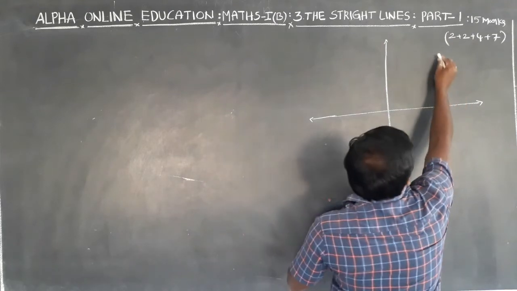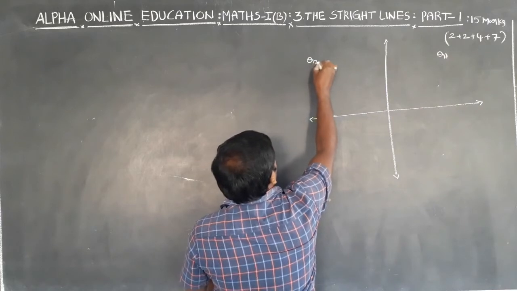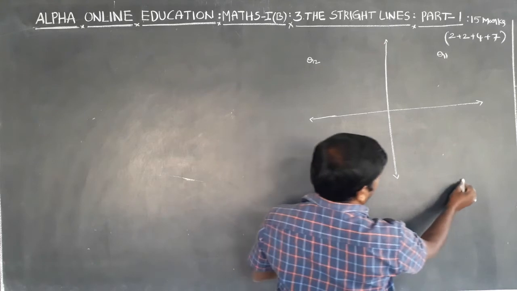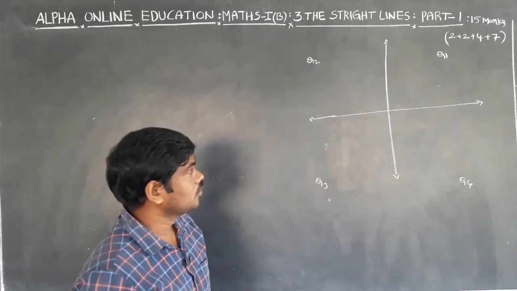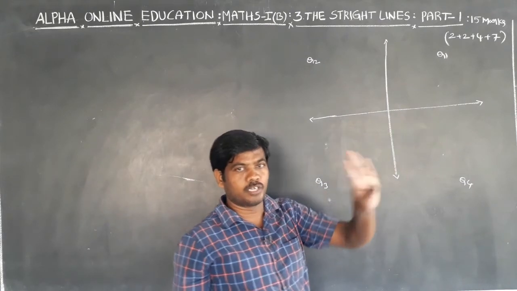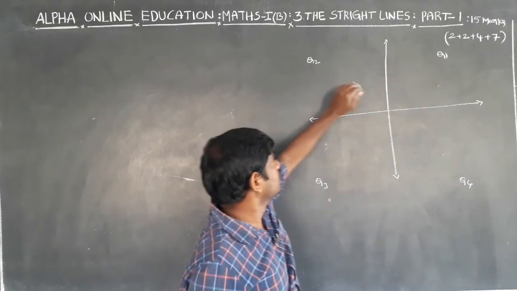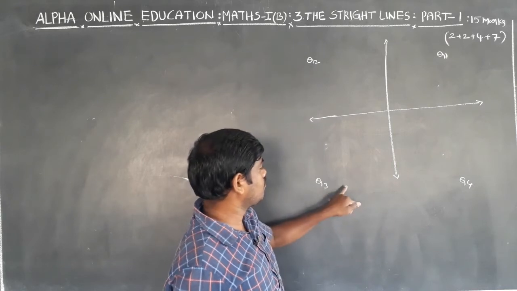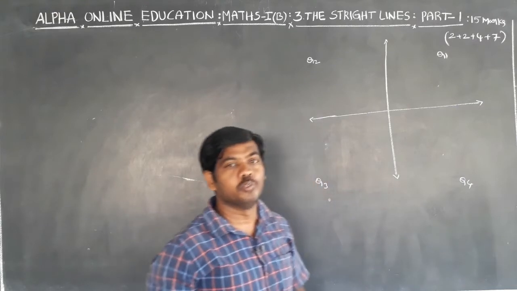This is the first quadrant, Q1. This is the second quadrant, Q2. This is the third quadrant, Q3. This is the fourth quadrant, Q4.